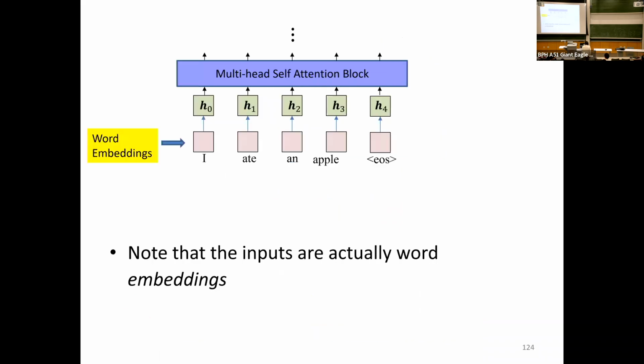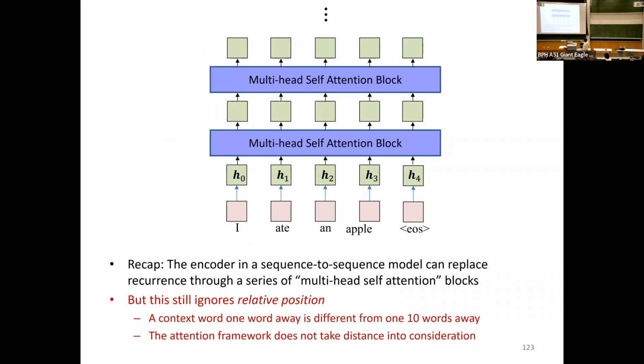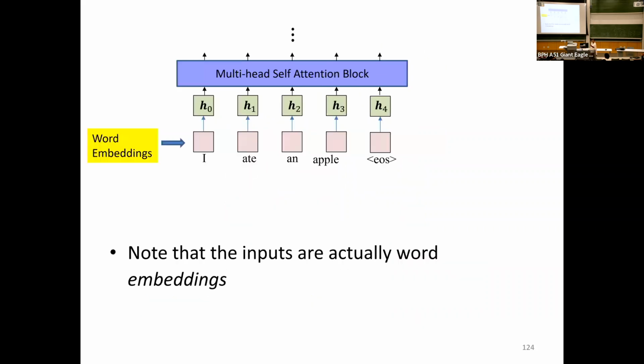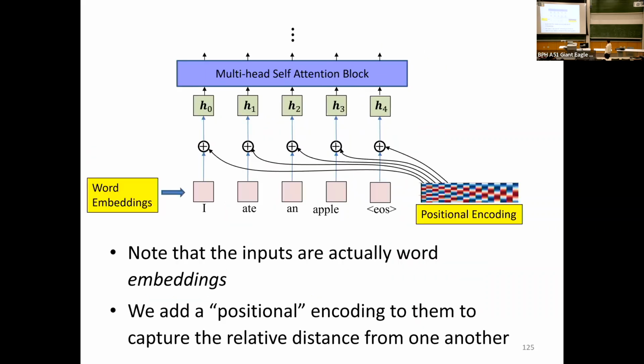And so to account for position, we're going to do one more thing. Note that the inputs are actually word embeddings. So we're going to add a positional encoding to them to capture the relative distance of one to the other. I'm going to add to every input embedding a vector which is unique for that position. There's a specific vector which will only occur at the 0th position, a specific vector which only occurs at the 1st position, and so on.